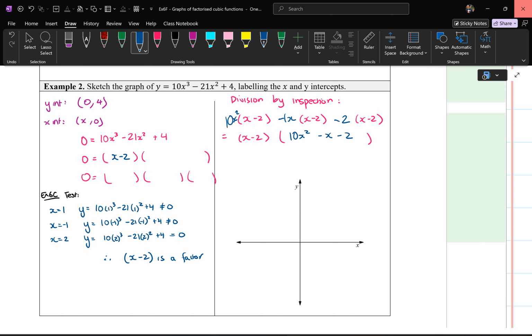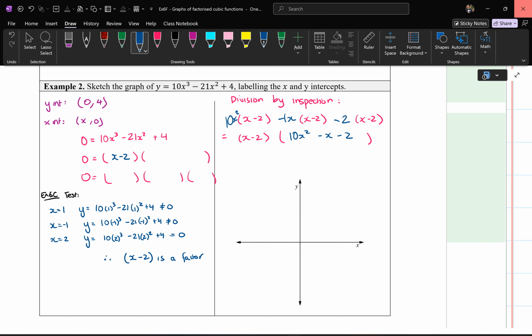This is called division by inspection. It's shorter, it's cleaner, but it does require a bit of algebra that I did in my head to match, because I'm matching it. I'm just doing 10x squared times x, 10x cubed. 10 times the negative 2 is negative 20. I know I need an extra minus 1 to get to negative 21.